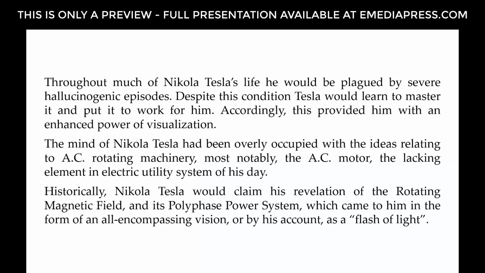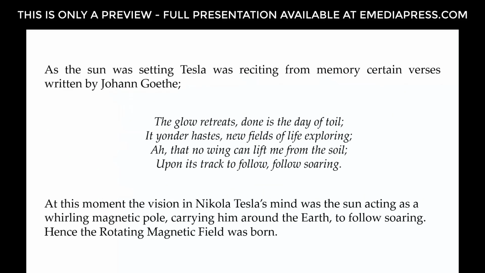Accordingly, this provided him with an enhanced power of visualization. The mind of Tesla had been overly occupied with the ideas relating to AC rotating machinery, most notably the AC motor, the lacking element in the electrical utility system of his day. Historically, Nikola Tesla would claim his revelation of the rotating magnetic field and its polyphase system came to him in the form of an all-encompassing vision, or by his count, a flash of light.